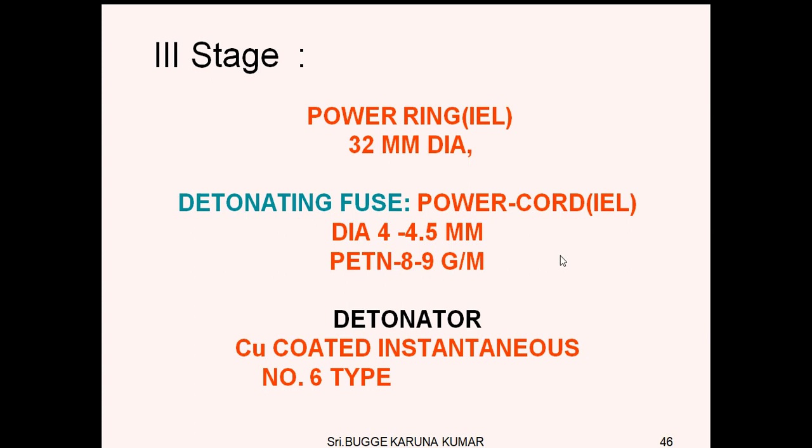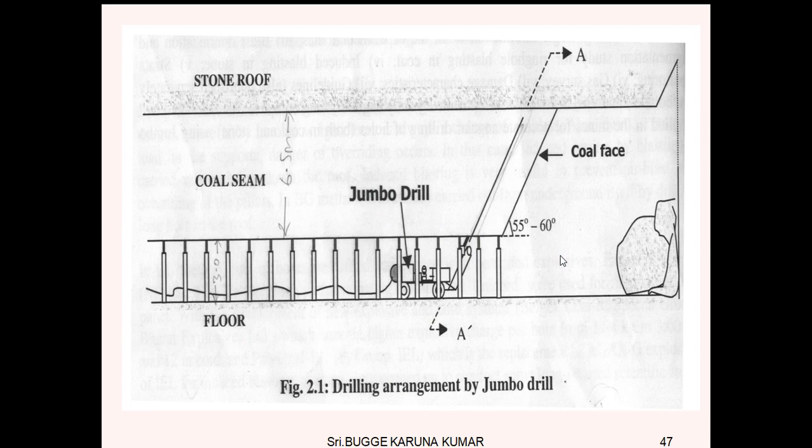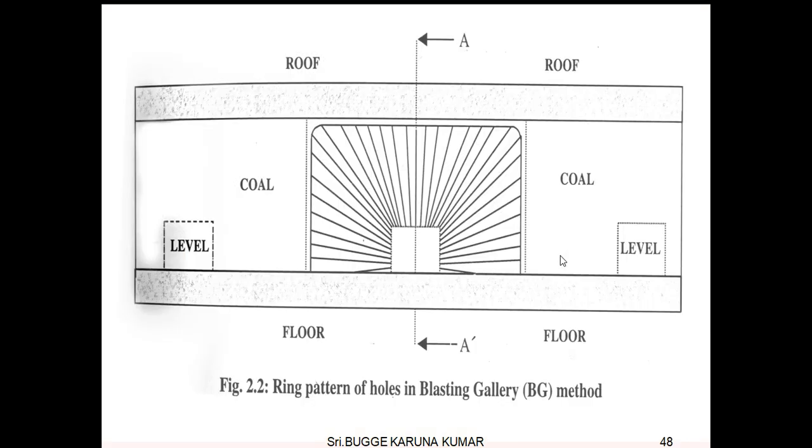derivative is power quarter, diameter 4 to 4.5 meter of PGM, coated instantaneously, number 62. The stone roof, coal seam, jumbo drum, coal face, floor, drilling arrangement by jumbo drill. This is 55 degrees to 60 degrees towards both sides. It's a coal seam, jumbo drill. This is the coal, this is the roof, and level.